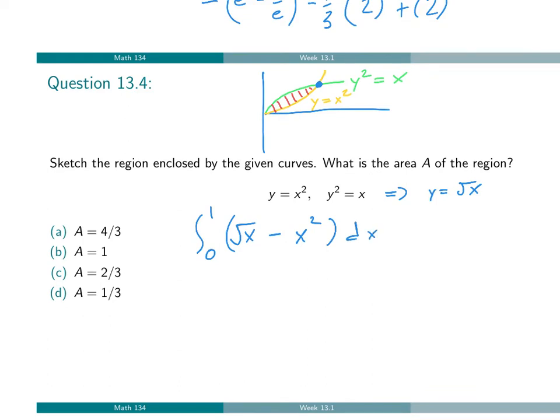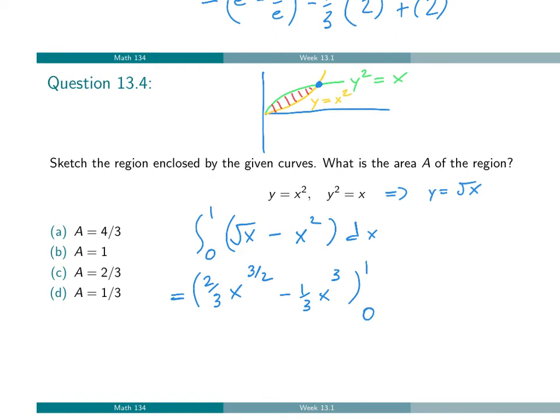Okay, so time to write down our antiderivatives. x to the 1 higher power is 3 over 2, multiplied by the reciprocal is 2 over 3, and x to the 1 higher power is 3, multiplying by the reciprocal is 1 over 3, and evaluating from 1 to 0.